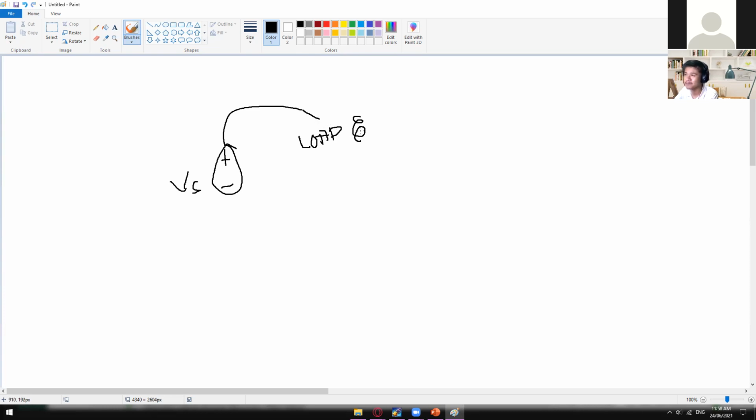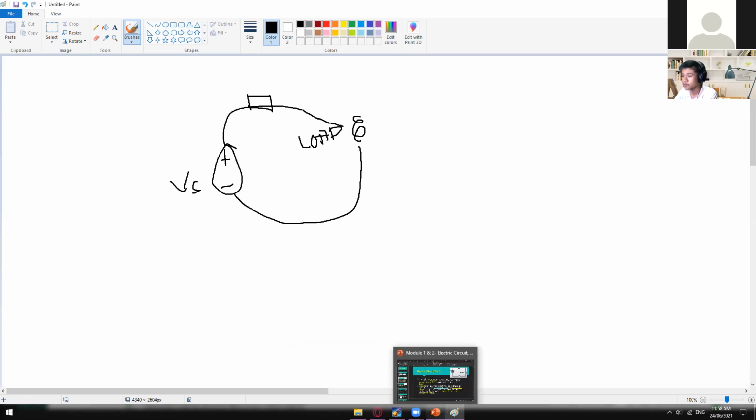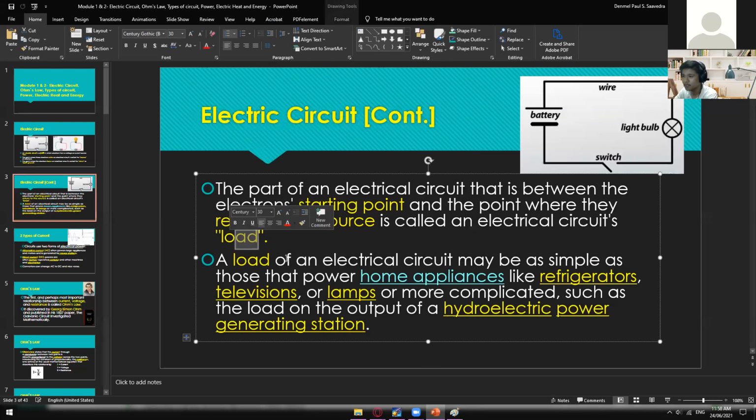In order for this bulb to light up, there should be a flow of current, starting from here, and then right here, and then going back to the negative part, or to the ground. Let's say this is your switch wherein you can turn it on and off. If it's on, there's a continuous flow of current. If it's off, there is an open circuit, so the wire right here is not touching this wire. That's it for the load.